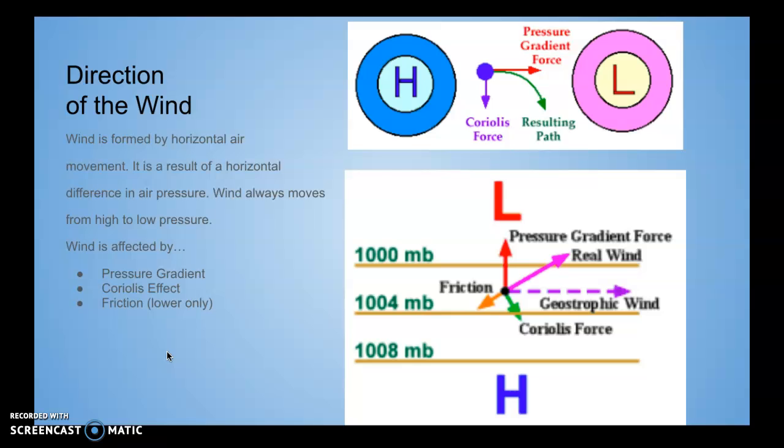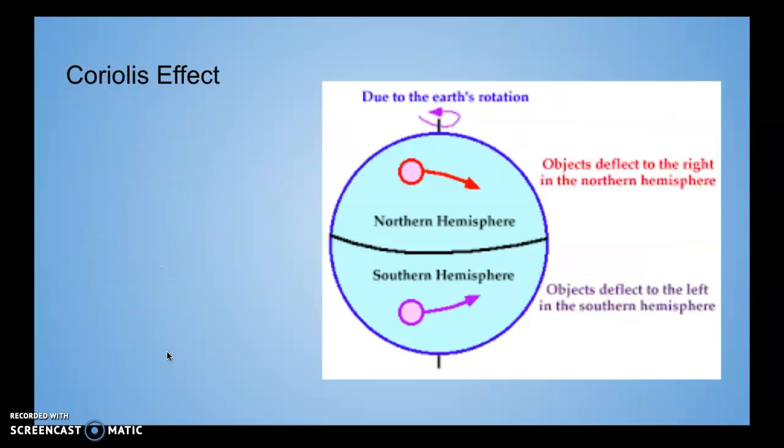The Coriolis effect is our next. It is due to the Earth's rotation. Wind moves in a straight line, but because of the Earth's rotation, it deflects and looks curved. This affects wind direction. It acts at a right angle. Thanks to this, we have different rotation in our southern hemisphere than our northern hemisphere.